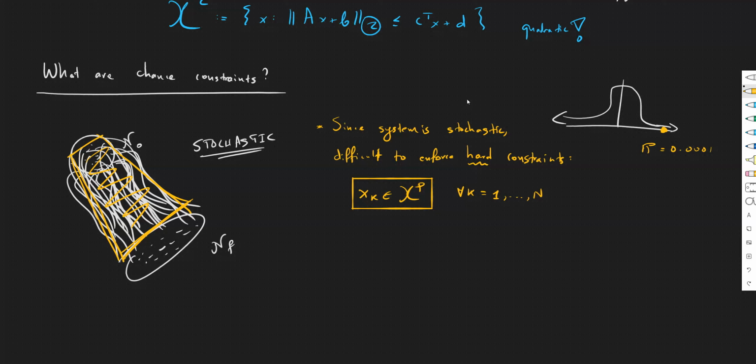And when you have these unbounded disturbances, it's very difficult to enforce exact constraints, because you can have a scenario where you get a crazy amount of noise, and then it just cannot stay in that trapezoid anymore. So that's why, instead of enforcing deterministic constraints or hard constraints, we enforce probabilistic constraints.